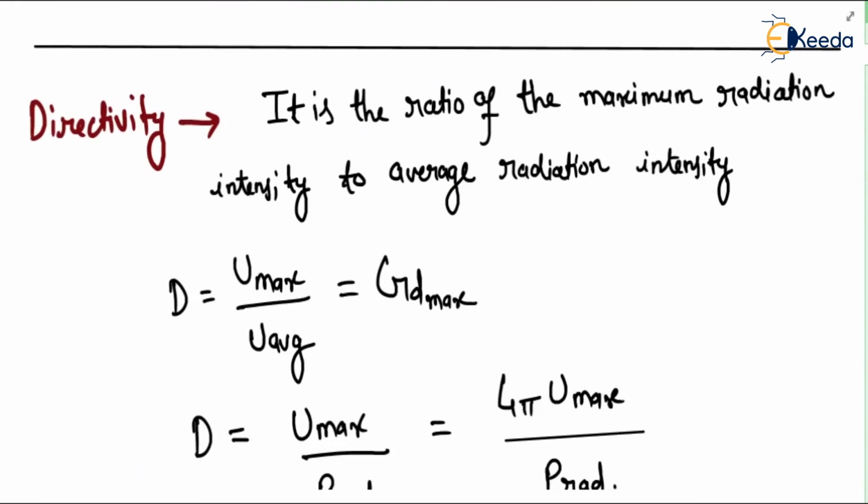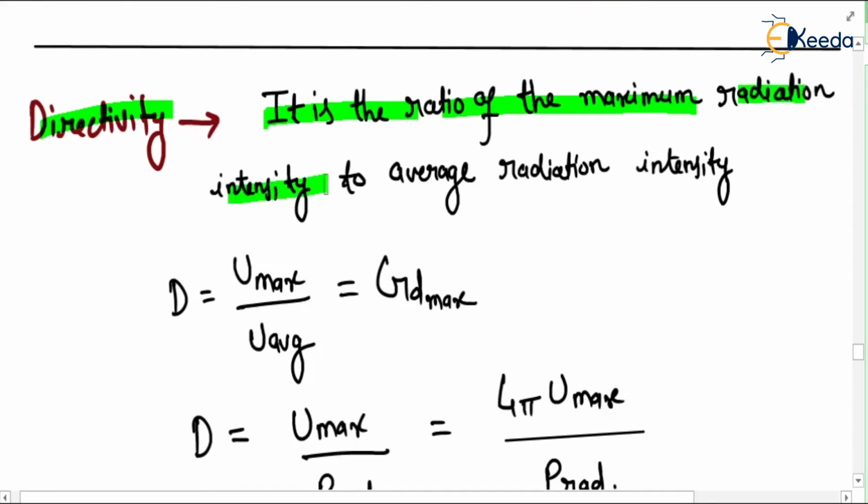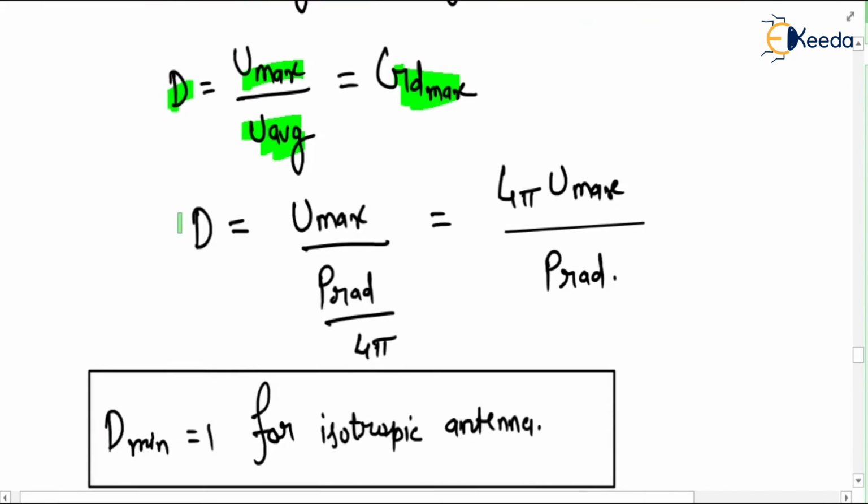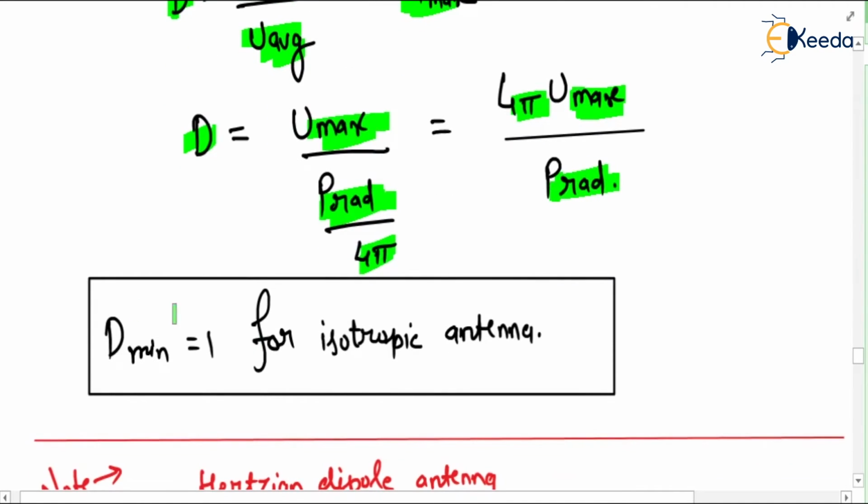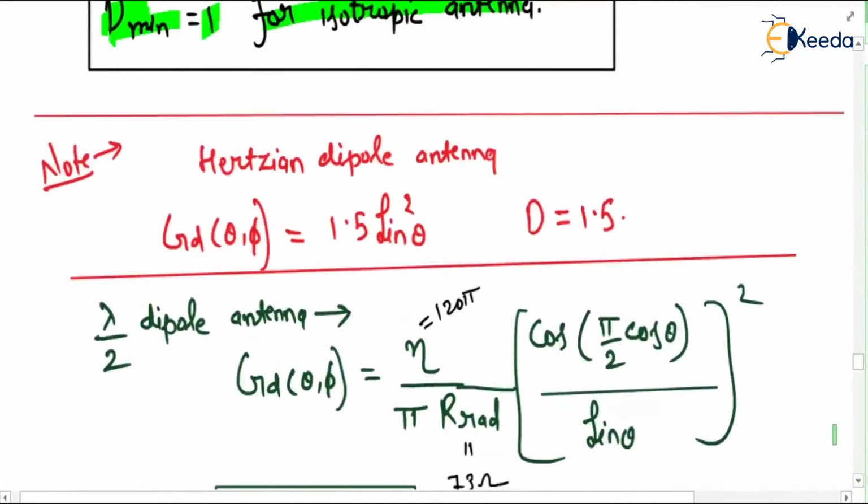Now we discuss directivity. Directivity is the ratio of maximum radiation intensity to average radiation intensity. So it is U max by U average, and it is equal to GD max. So directivity is U max upon U average, where U average is P radiated by 4 pi. So it is 4 pi U max divided by P radiated. The directivity minimum value is 1, and it is for an isotropic antenna.